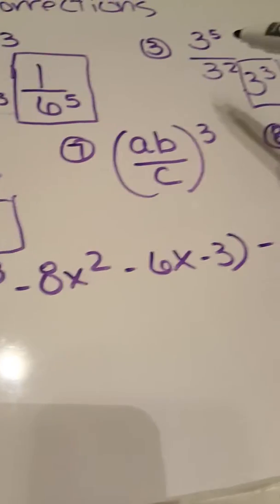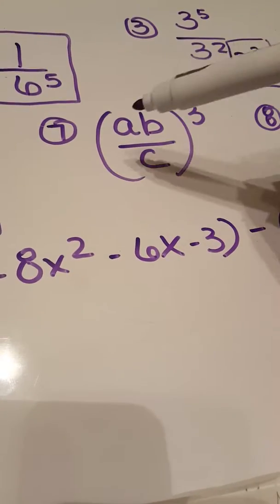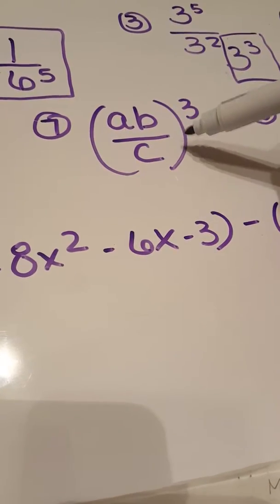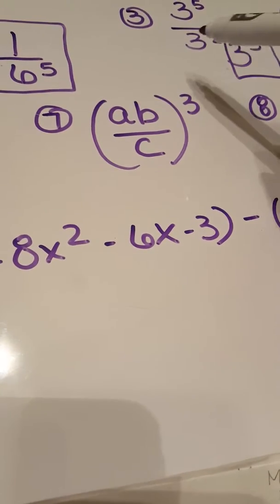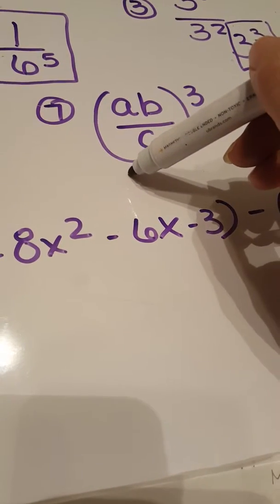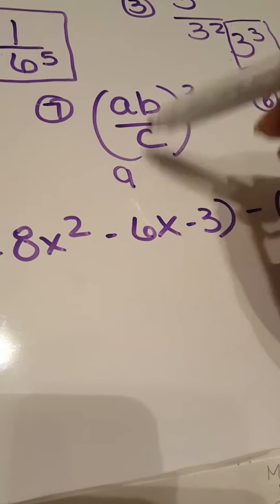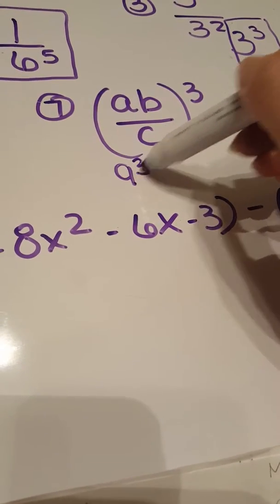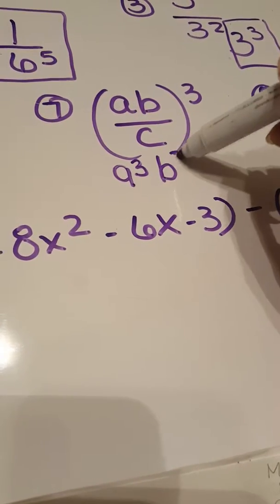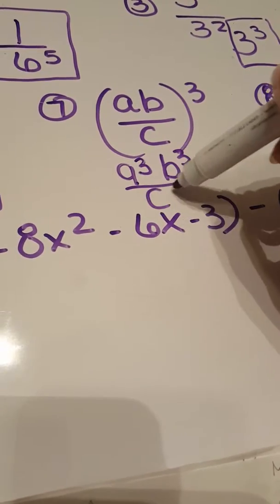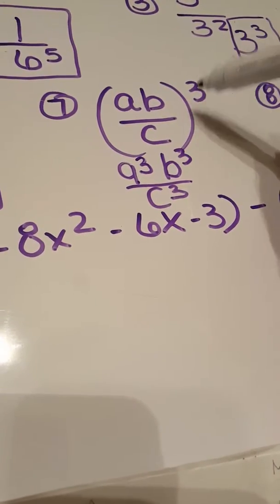Okay. Now you have parentheses a, b, with a c on the bottom with the third power. And this one, every letter gets to the third power: a to the third, b to the third, and c to the third. And that's your answer.